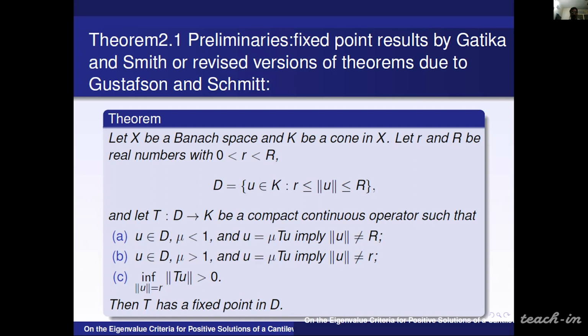Similarly, if mu is greater than 1, and u = mu Tu, then ||u|| will never be equal to small r. And the infimum over the boundary is greater than 0, then we have a fixed point. So this should not be on the boundary. If mu is less than 1 and mu is greater than 1, then the corresponding integral equation with the parameter mu will not have any solution on the boundary. And then in that case, it says that T has a fixed point in D.